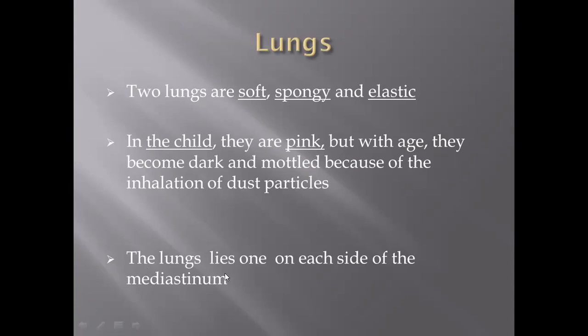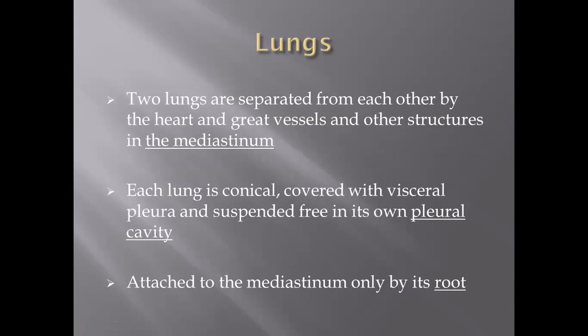The lungs lie one on each side of the mediastinum. The mediastinum is the space between the two lungs. So we get the right lung and left lung. The two lungs are separated from each other by the heart, the big blood vessels, and other structures in the mediastinum. As I have already defined, the mediastinum is a space between the two lungs.